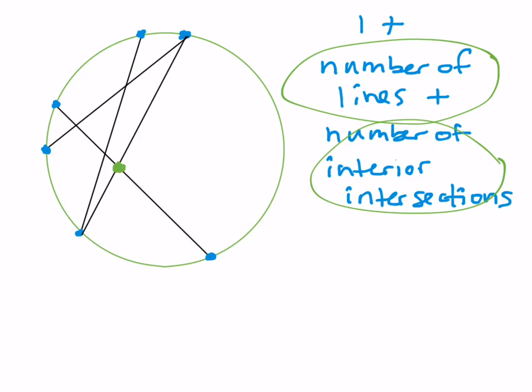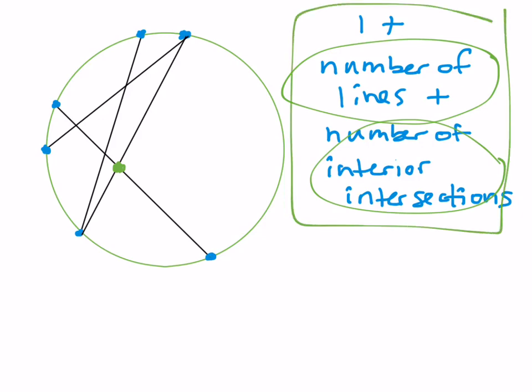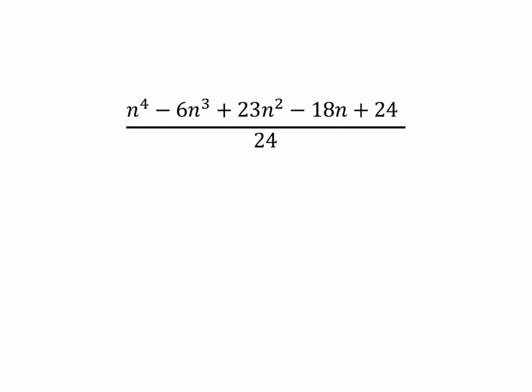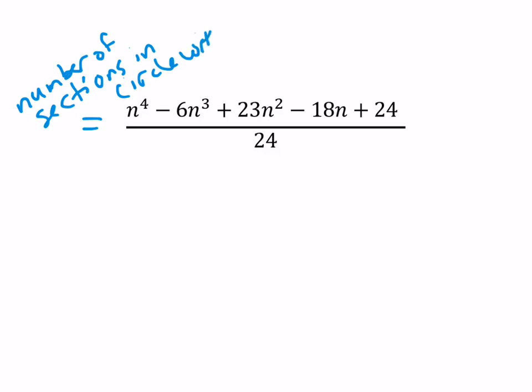So for now, your curiosity will need to go a little bit unsatisfied, but just know that we would build from this start of an equation, 1 plus the number of lines plus the number of interior intersections, and it is possible to go from there using a few other types of math to this equation, right? And to be an equation, I would need an equal sign here, and this is the number of sections in a circle with n points.